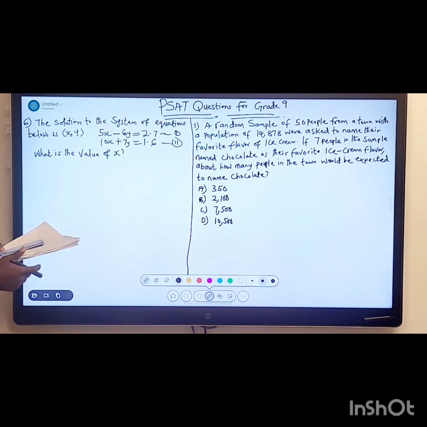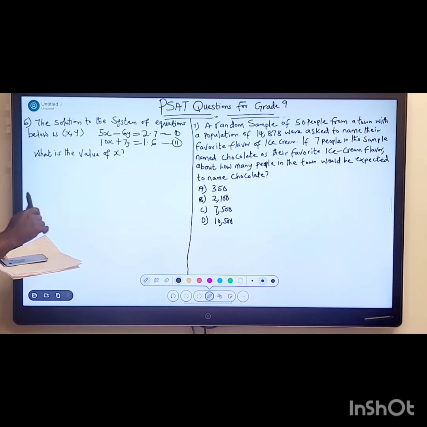This is a simultaneous equation. The solution of the system of equations below is (x, y): 5x minus 6y equals 2.7, that is equation 1; 10x plus 7y equals 1.6, that is equation 2. The question says, what is the value of x? Now remember, we are not asked to look for y. So you can just easily look for your x, get your answer and move on, and you don't need to start searching and disturbing yourself.